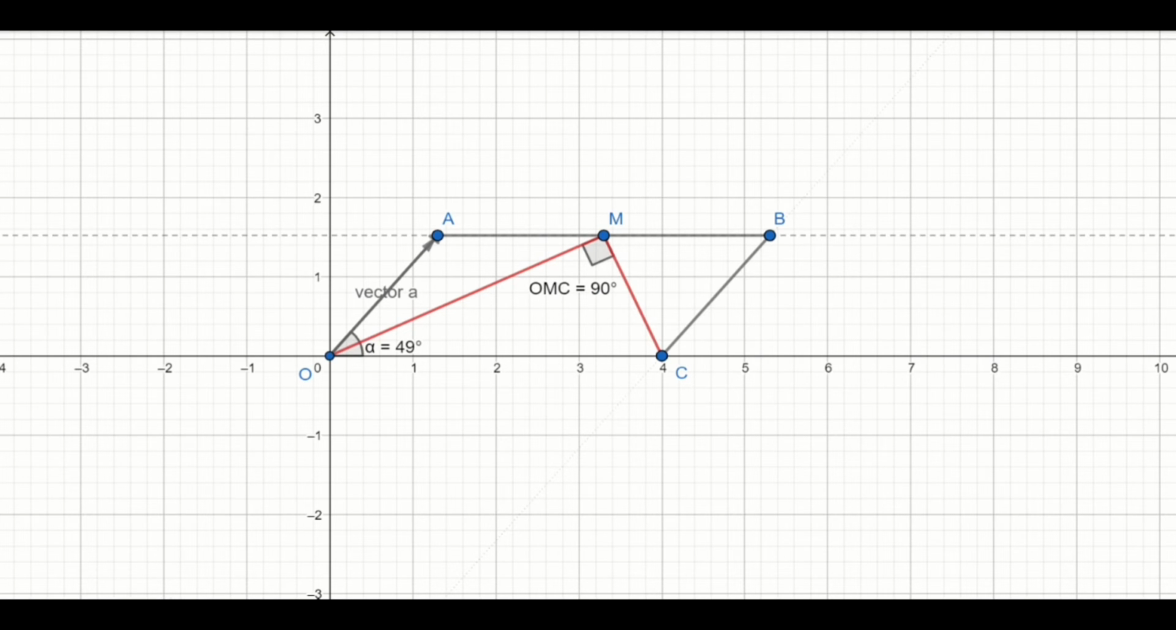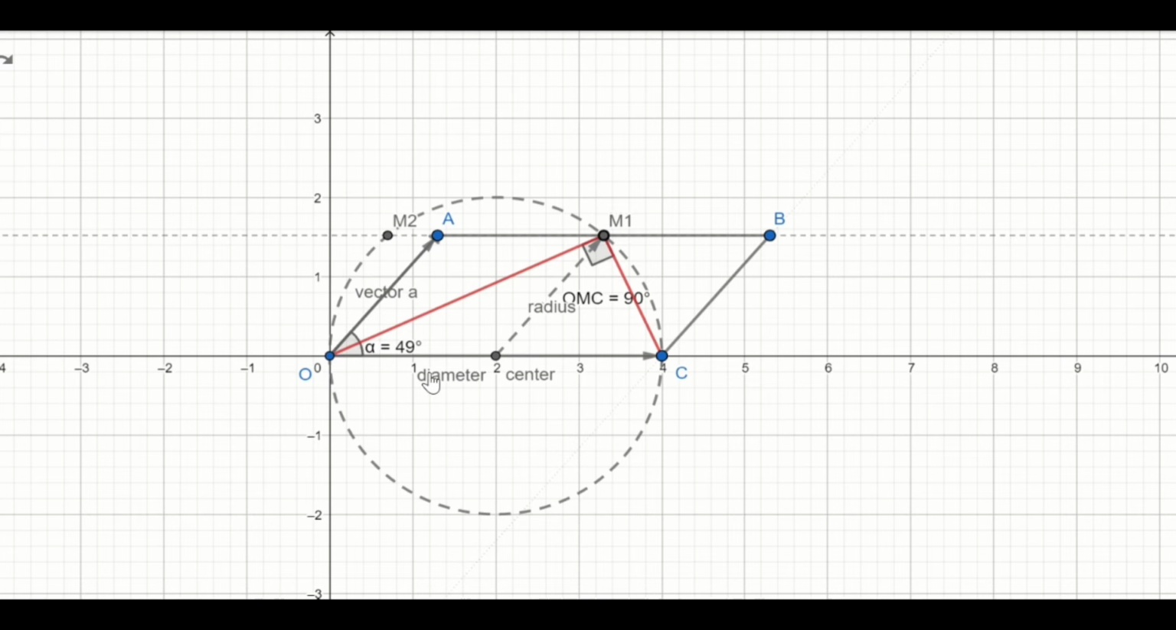It divides the big parallelogram into two equal size parallelograms, with all sides having an equal length as vector A, because the long side, vector C, has a magnitude twice that of the short side, vector A. Hence, a circle can be constructed going through these 3 points, O, C, M. OC is the diameter, and the construction vector is the radial vector.